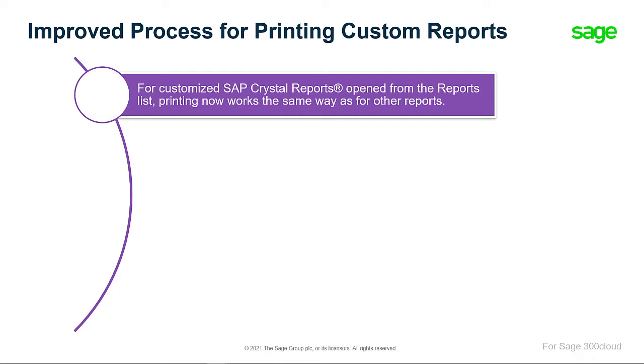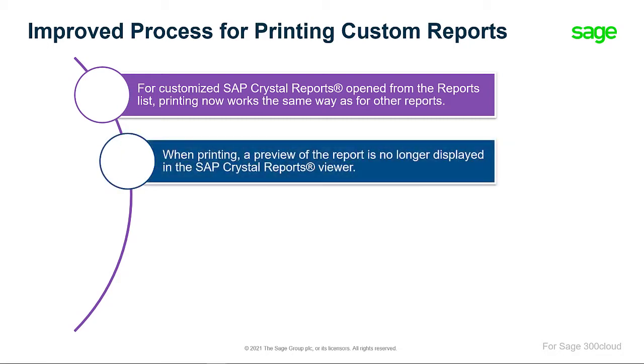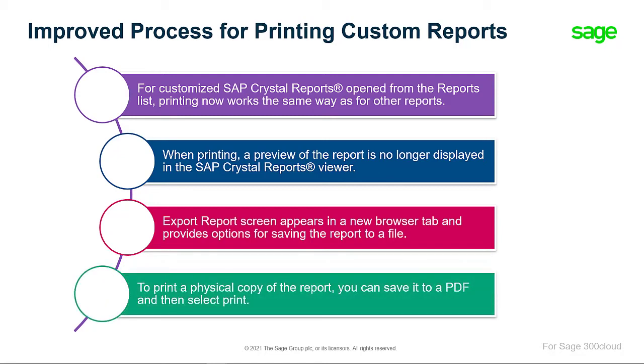The new printing process for web screens that was released with the Sage 300 2021 version is now extended to custom Crystal reports. You will now have improved overall performance while printing custom reports. When printing a report, a preview of the report will no longer be displayed in the Crystal Reports viewer. Instead, the Export Report screen appears in a new browser tab and provides options for saving the report to a file. To print a physical copy of the report, you can save it to a PDF and then print to your printer from the PDF.